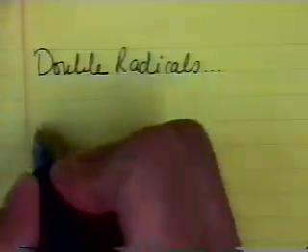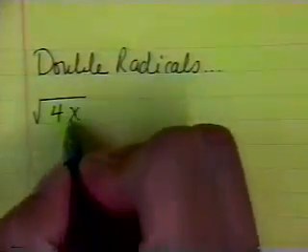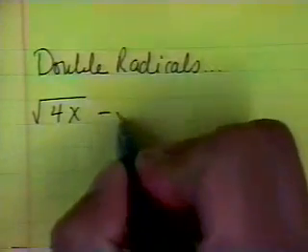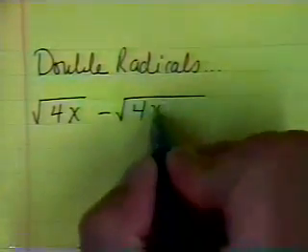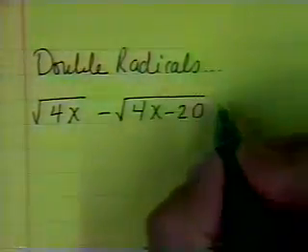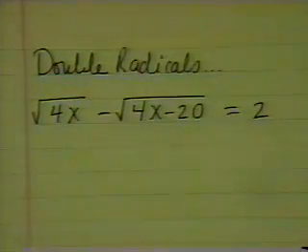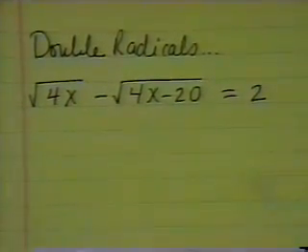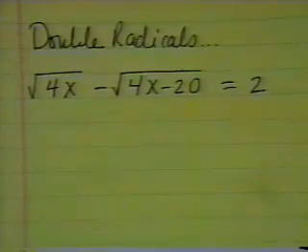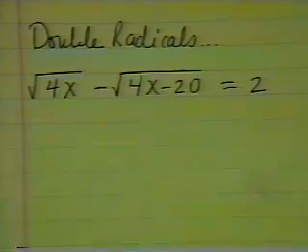Double radical equations are equations that contain two radicals, as this example does. Your first job is going to be to think about how the single radical problems work. We isolated the radical and eliminated it that way. With a double radical equation, the same process will be taken on, but we'll do it one at a time.